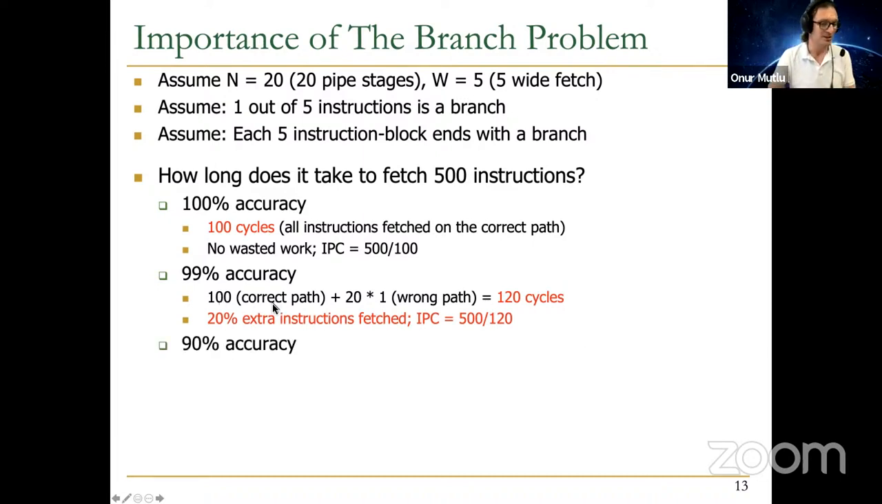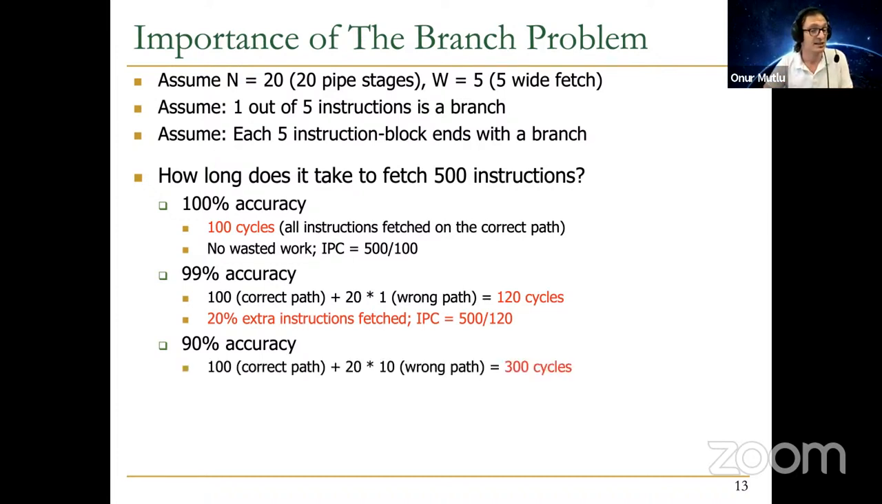Okay, let's go to 90% accuracy. 99% is actually very good. If you go to 90%, the problem becomes worse. 90% means 10 of those branches are mispredicted. So I have 100 branches, 90% accuracy, meaning 10% misprediction rate, 10 of those branches mispredicted. I still need to fetch 500 instructions. To be able to fetch 500 instructions, I need to spend 100 cycles on the correct path. Now I'm spending 200 cycles on the wrong path. Why? Because 10 branches are mispredicted, and each branch leads to 20 cycles of wasted time on the wrong path. So now I'm spending 300 cycles to fetch 500 instructions.